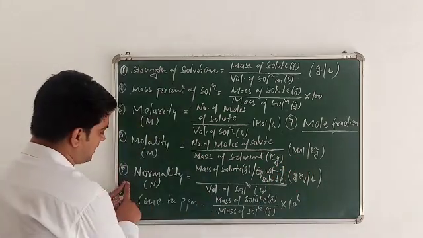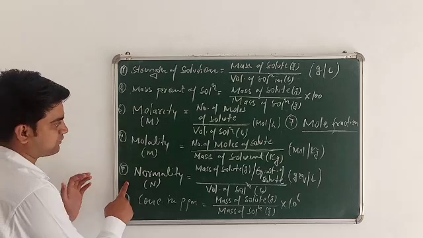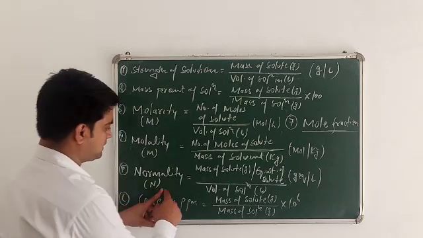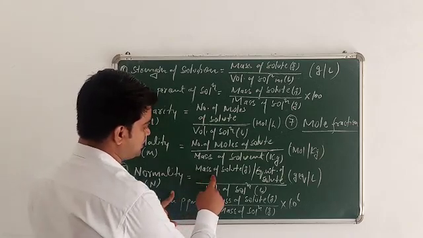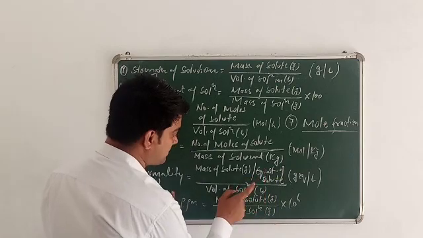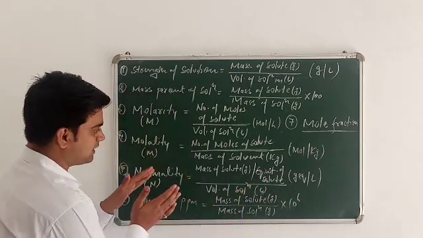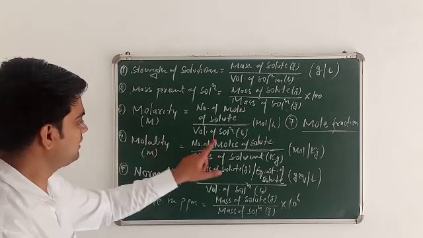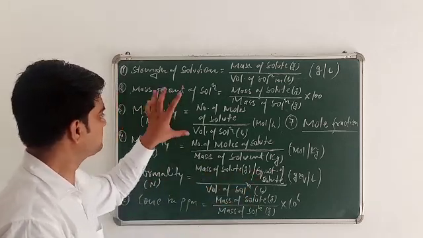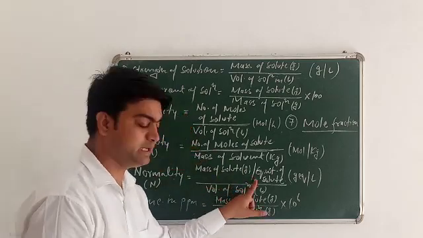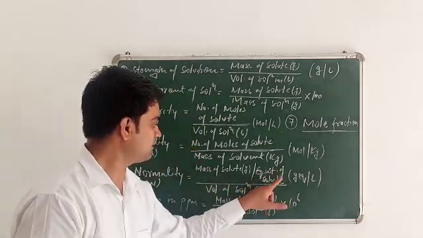Next one is the normality. Normality is somewhat different from the molarity. It is denoted by capital N, and the formula is given here: mass of solute in gram upon equivalent weight of solute. You have to mention here there is a very minor difference between molarity and normality. In case of molarity we put the molecular or molar mass of the solute, but in case of normality we put the equivalent weight of the solute.